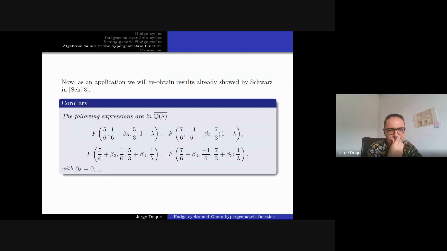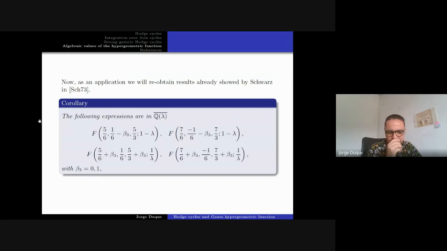Now, for comment, in this world, Schwarz gave a complete description of the algebraic hypergeometric functions. This is just a particular case of Schwarz's work.